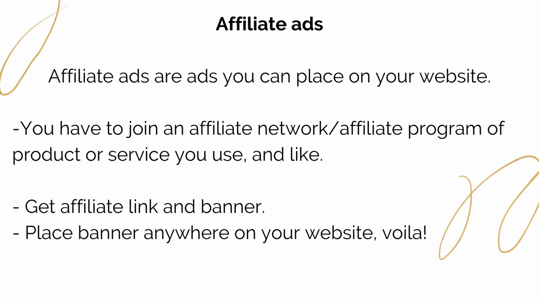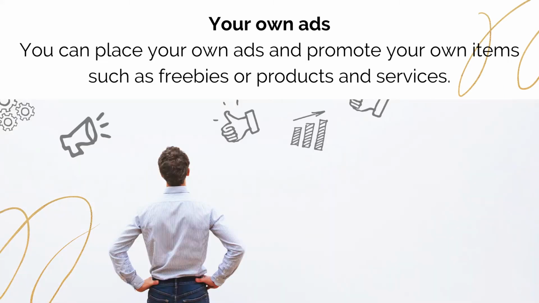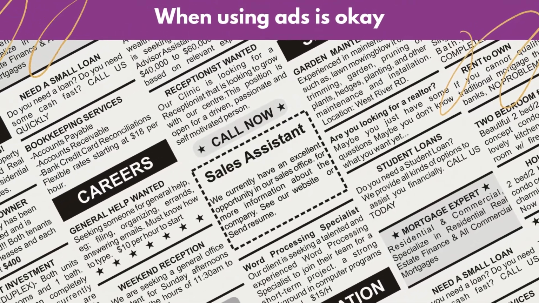Affiliate ads. Affiliate ads are ads you can place on your website. You have to join an affiliate network or affiliate program of a product or service you use, and get an affiliate link and banner. Place the banner anywhere on your website, voila! You can also rotate your ads with WordPress ad plugins if you want to show different ads from different sources. Your own ads. You can place your own ads and promote your own items such as freebies or products and services.